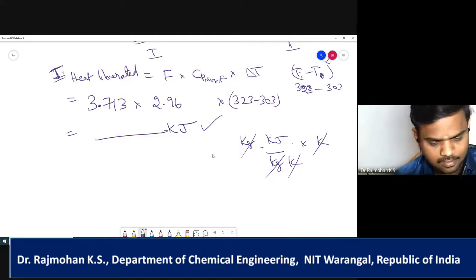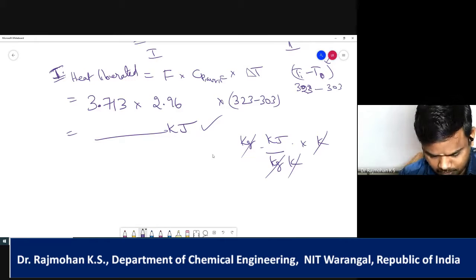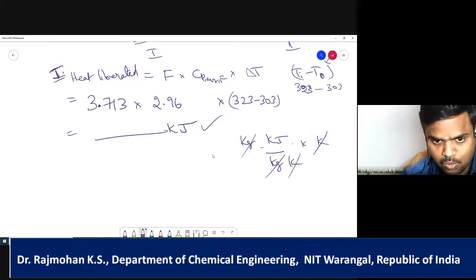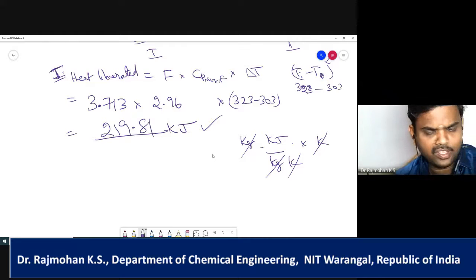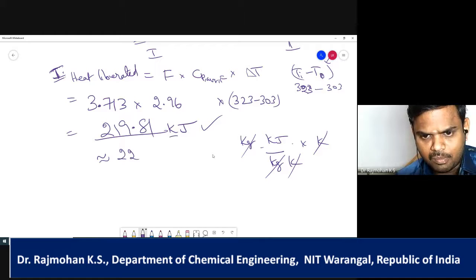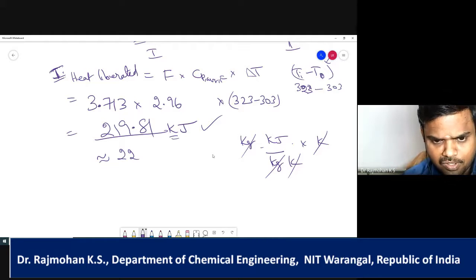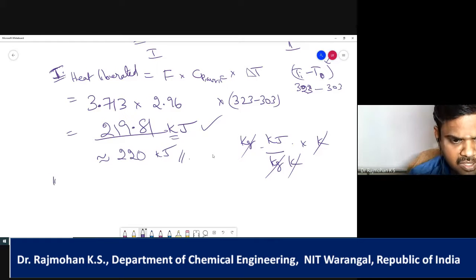Use the calculator. 3.713 into 2.96 into 323 minus 303 is 219.81, almost 220 kilojoules. When you're talking in the range of kilojoules, it can be rounded to 220 kilojoules. Okay, so what about the second part?